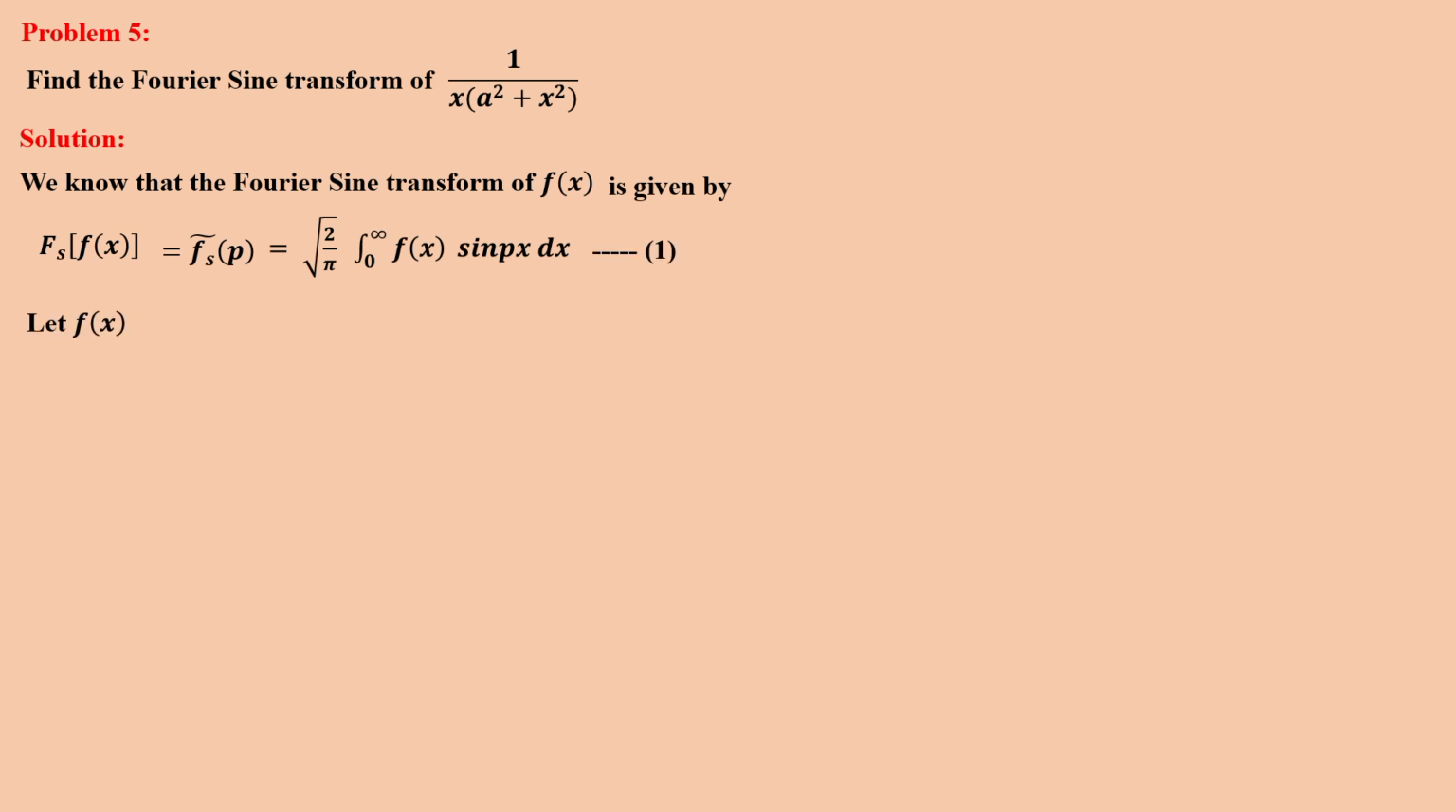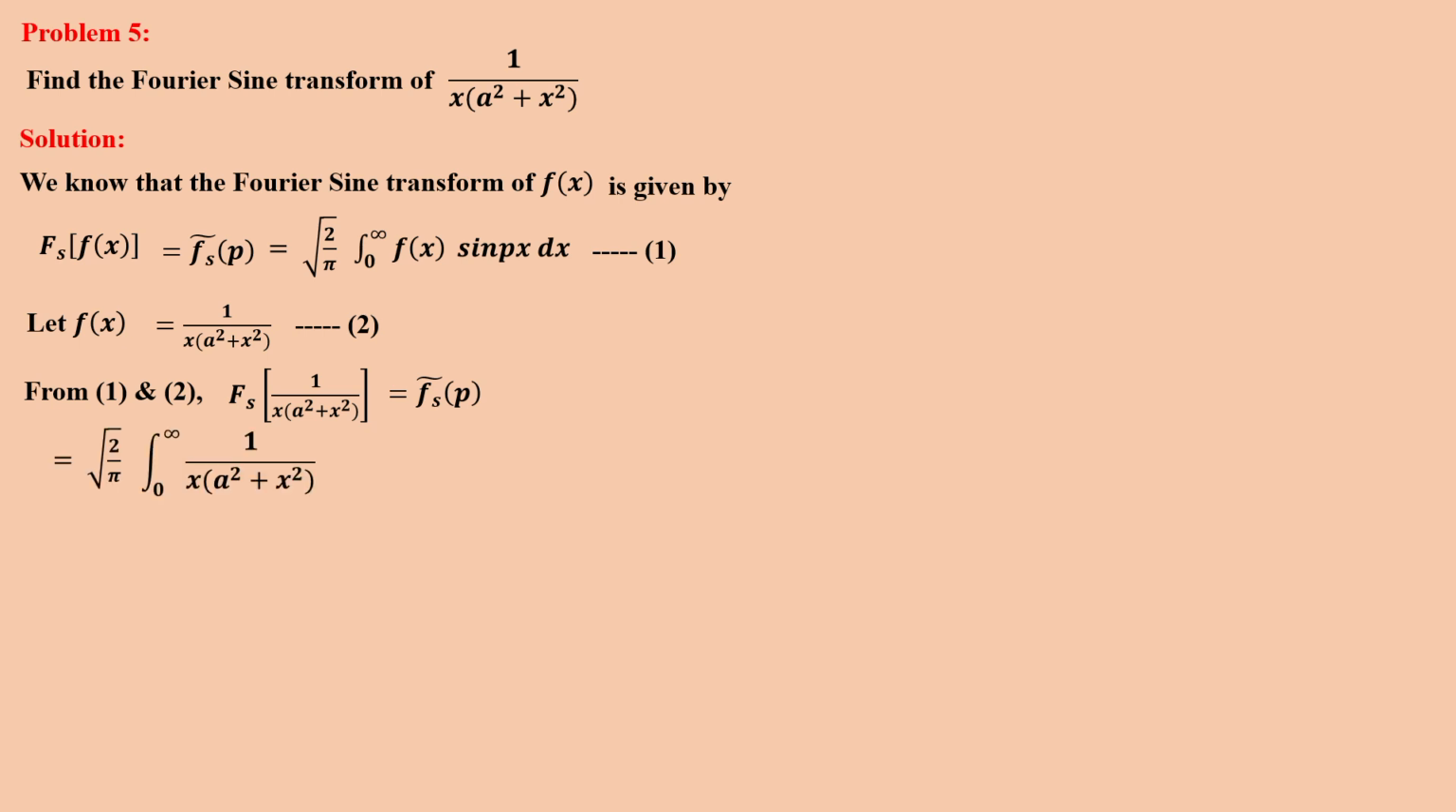Let small f(x) be equal to 1 by x(a² + x²). That is equation number 2. From 1 and 2, the Fourier sine transform of 1 by x(a² + x²), which is equal to Fs bar of p, is equal to root of 2 divided by pi integral 0 to infinity 1 by x(a² + x²) sin px dx, replacing f(x) by 1 by x(a² + x²) in equation number 1. This is equation number 3.